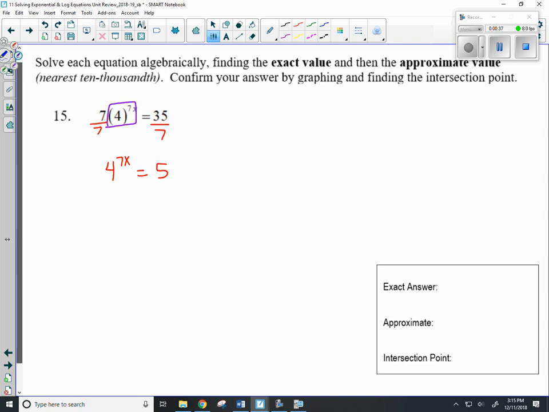I would imagine Mrs. Danhoff's students will probably use the common log. My students know that I hate common log, so I'm using natural log.